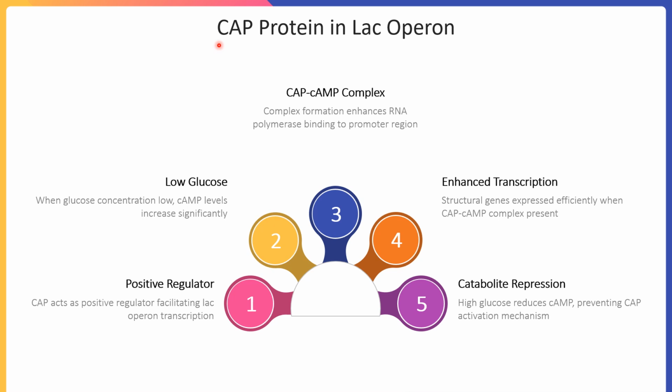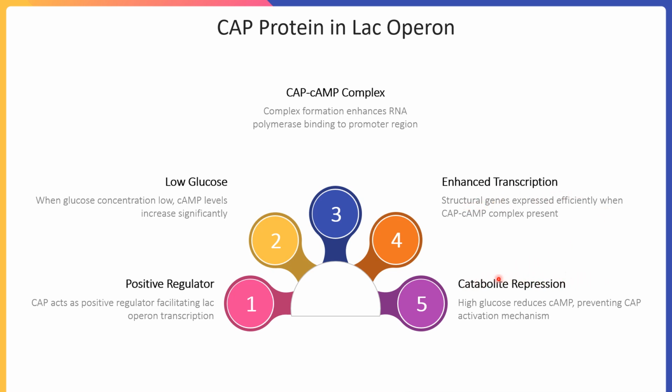So a few words about catabolite activator protein, that is CAP, present in the lac operon. It is a positive regulator. So when it is present, it will activate the transcription. What is the requirement for that? It needs low glucose. That is the stimulus needed for this protein to be activated. When glucose concentration is low, there will be increased cyclic AMP levels, and the complex between these two will be formed in increased quantity, and that will promote binding of RNA polymerase. So there will be enhanced transcription and more genes will be transcribed.